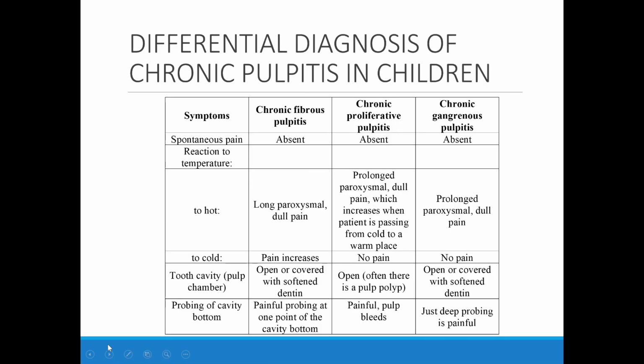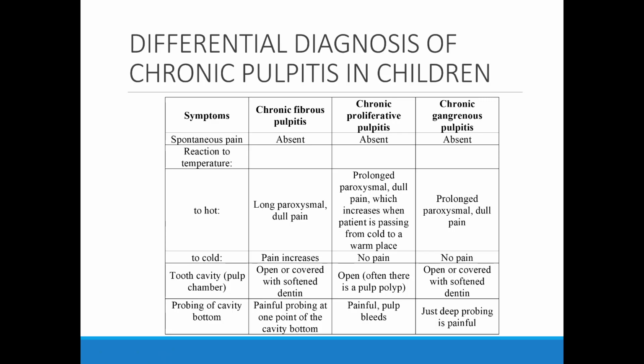About differential diagnosis of chronic pulpitis in children, you see that according to the Gofung classification, we have chronic fibrous, chronic proliferative or chronic hypertrophic, and chronic gangrenous pulpitis. And you see that the pain is absent. When we have chronic pulpitis, there is no pain. Reaction to temperature, to hot. If it's chronic fibrous, long paroxysmal dull pain.